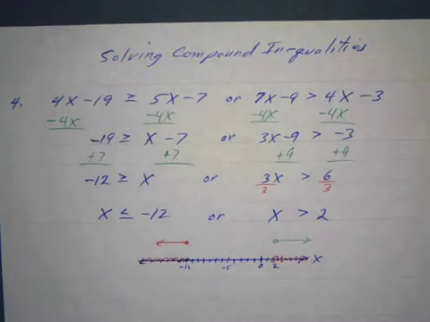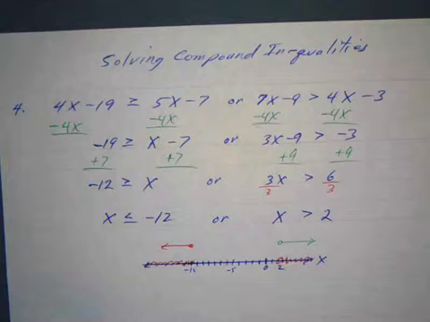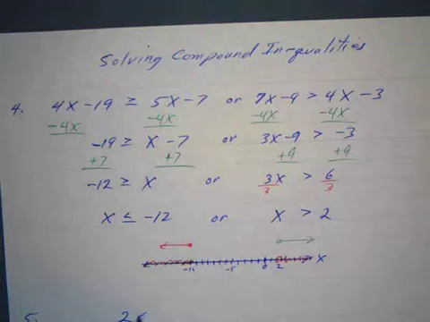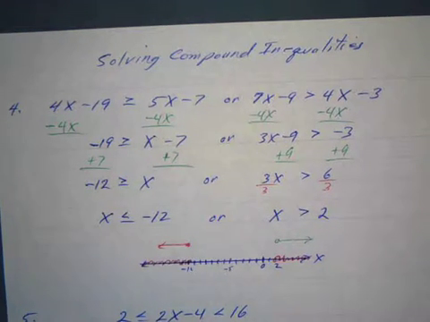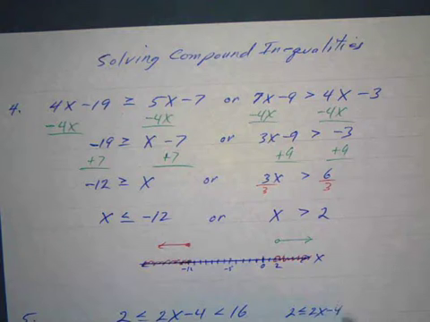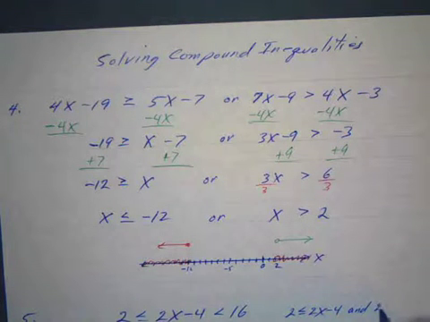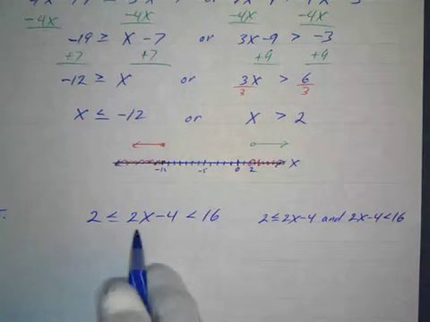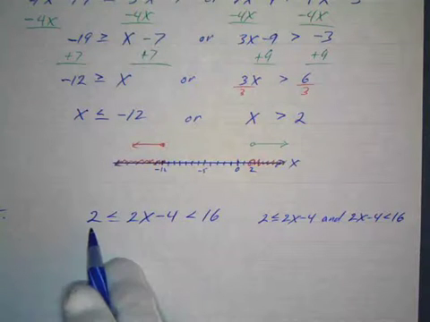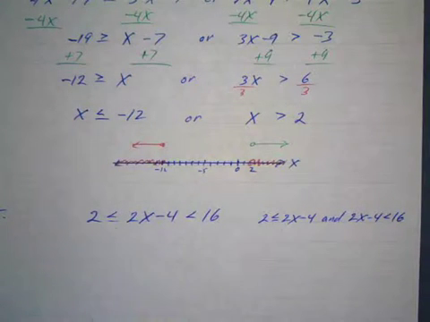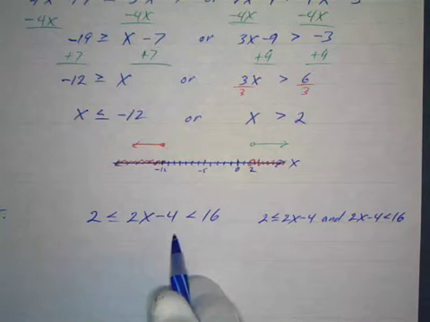So there you go. They can also have an abbreviation for a conjunction. You can't abbreviate a disjunction, but a conjunction we can abbreviate. So you may see something like this once in a while. 2 is less than or equal to 2x minus 4, which is less than 16. Now you could rewrite this. So you may say something like this: 2x minus 4 is between 2 and 16, but not equal to 16, but equal to 2.